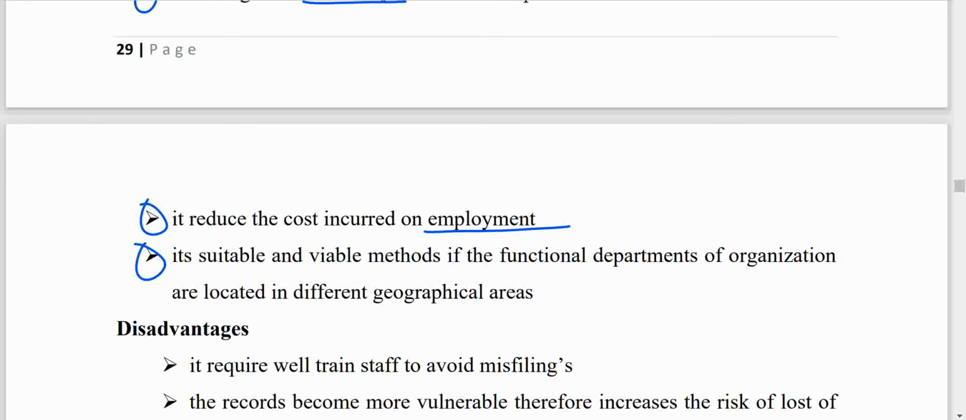Even in terms of cost, because if you have different locations, definitely you will need to be traveling to each and every location in order to process and summarize your data for presentation, decision making, and all that.